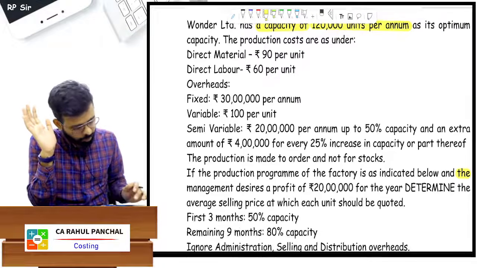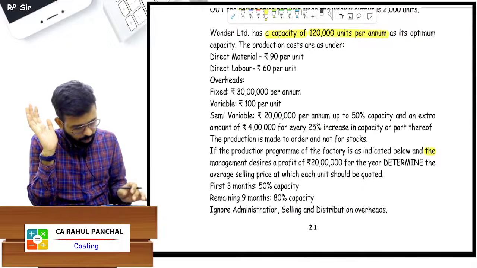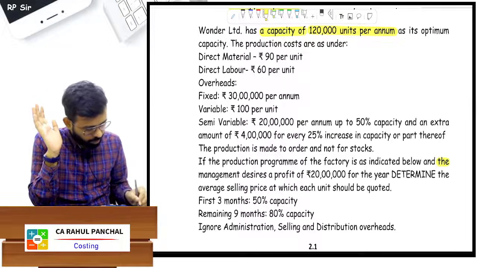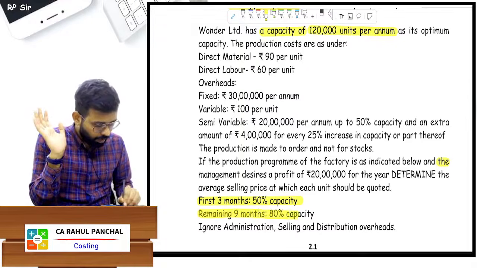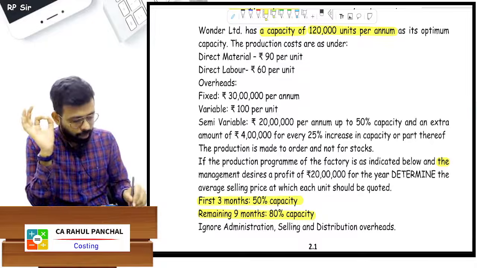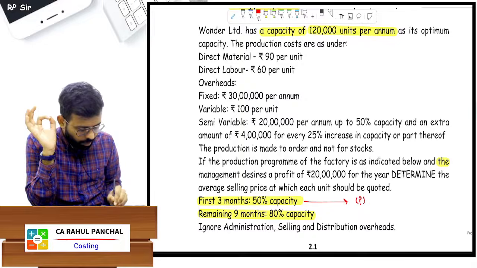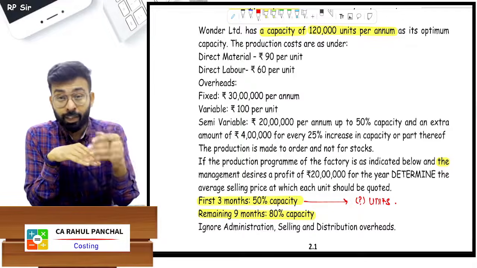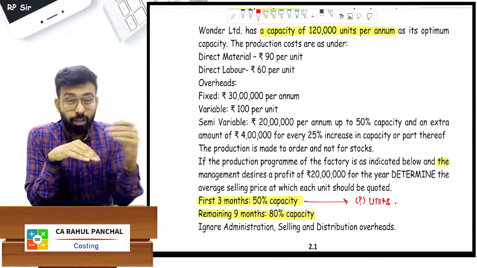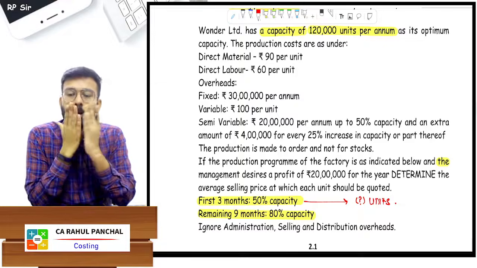This is one thing. Then what is given in the question is this: in the first 3 months I'm going to work at 50% capacity, remaining 9 months I'm going to work at 80% capacity. Tell me, in the first 3 months how many units you will produce? You have a capacity, you can produce 1,20,000 per annum. In the initial 3 months you're going to work at 50% capacity. How many units will be produced?